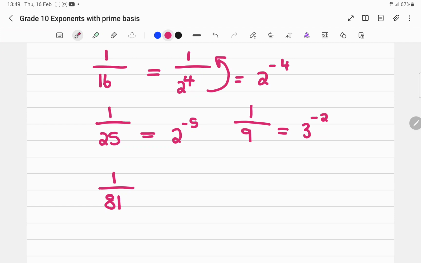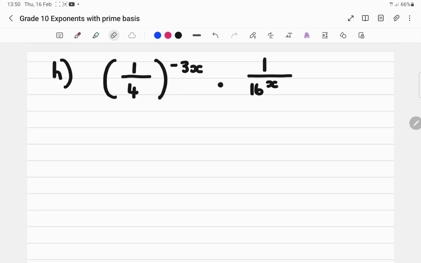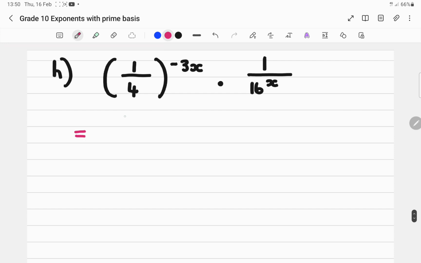81 equals 3 to the power 4. Then just say 3 to the power negative 4. So I hope you see when it is a fraction as 1 over something, you take that number, make it a product of its primes, and make the exponent a negative. All right, so hopefully that helps, so that we can understand this much better.